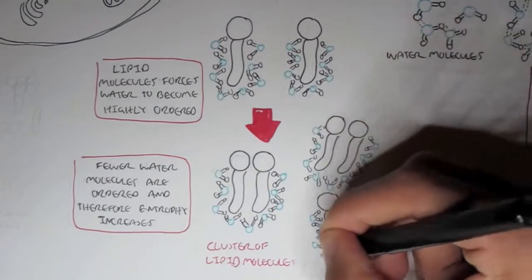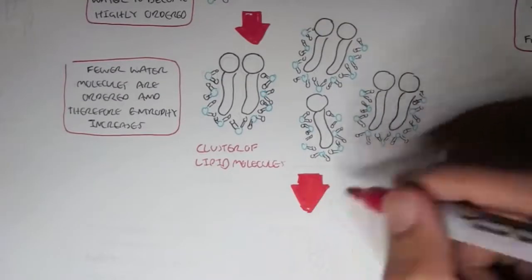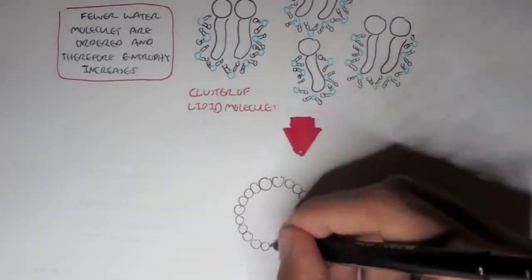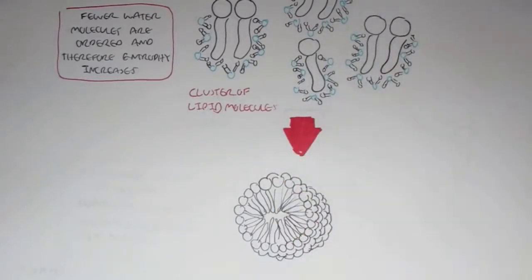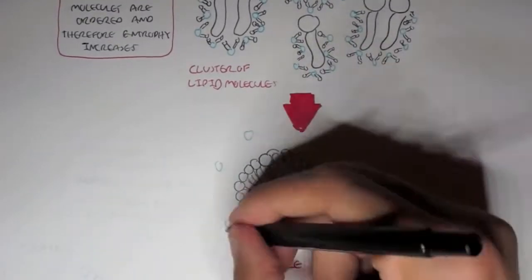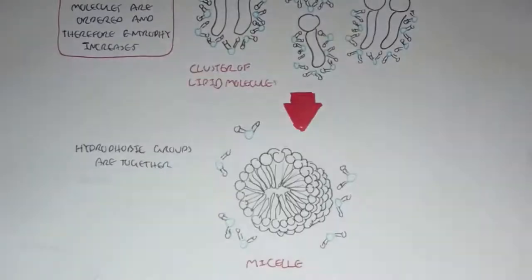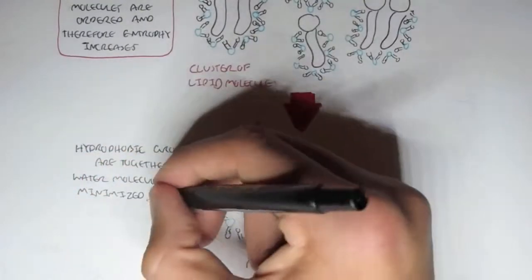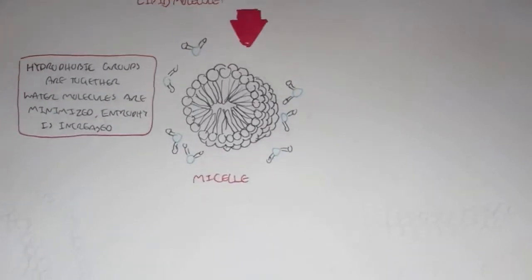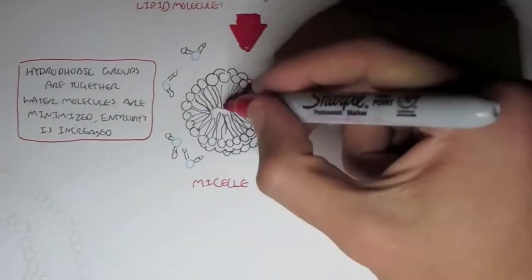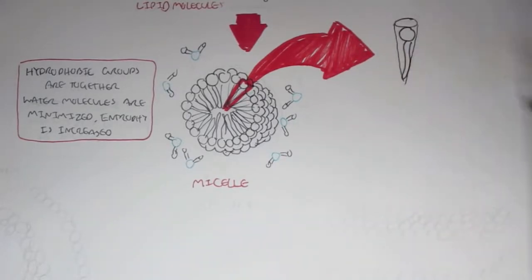So now, if we have many clusters of lipid molecules, like so, and we basically connect them all together, it will form this sort of shape, where all the hydrophobic regions, regions that hate water, will be inside, and all the hydrophilic regions will be outside, forming what's called a micelle. And the hydrophobic groups are together, and the water molecules are minimized. So entropy is increased.